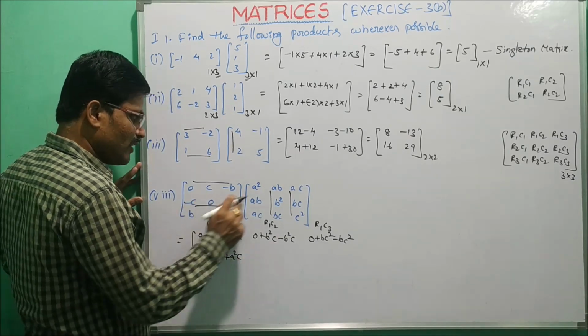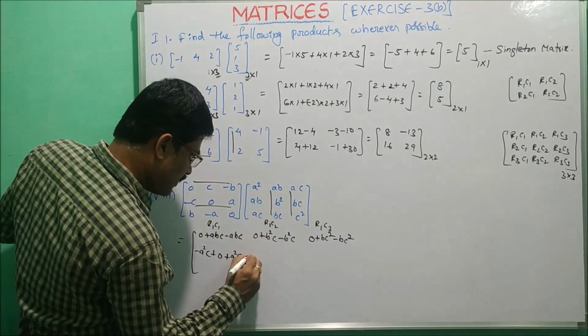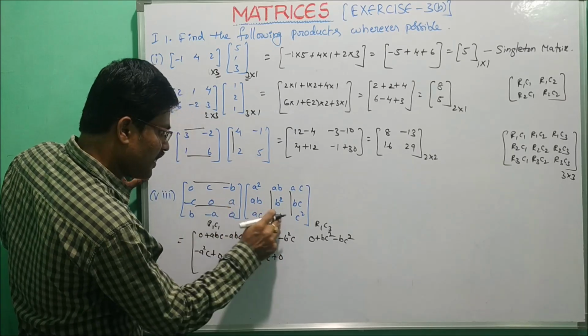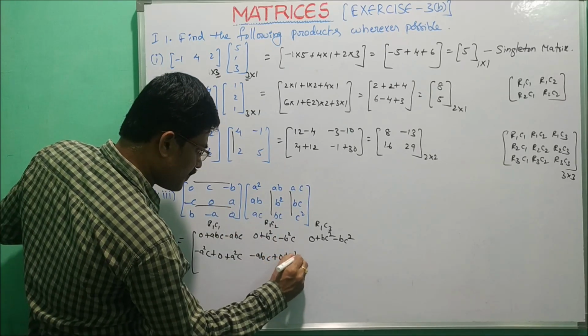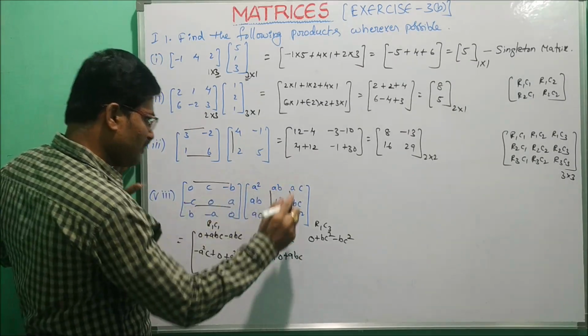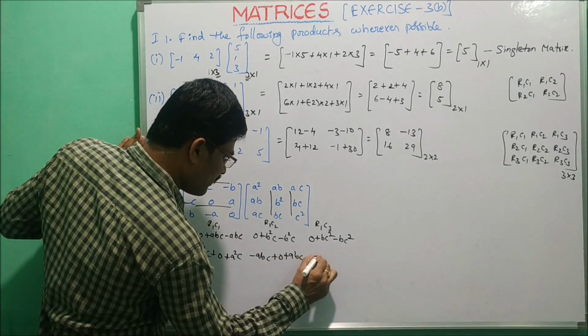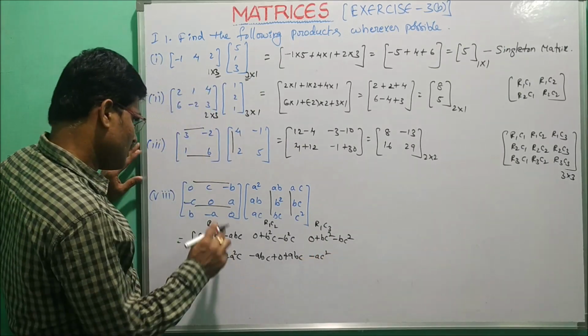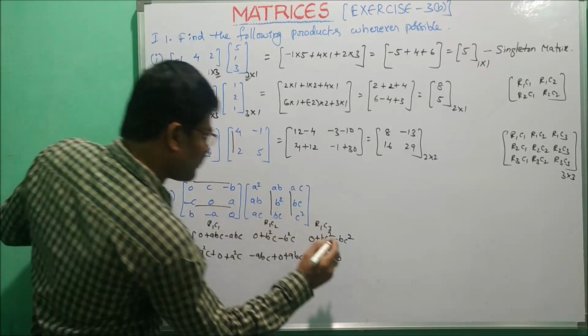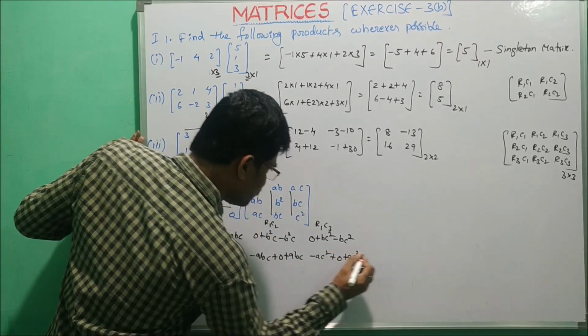Now we have to take second row, second column: minus C into AB, minus ABC; 0 into B square, plus 0; A into BC, plus ABC. Here we have to take second row, third column: minus C into AC, minus AC square; 0 into BC, plus 0; A into C square, plus AC square.